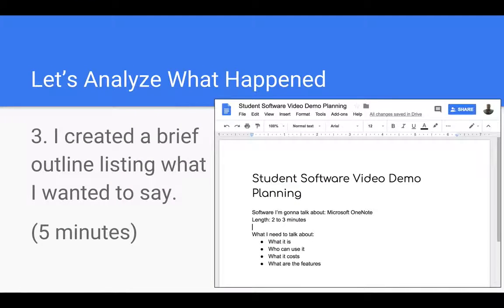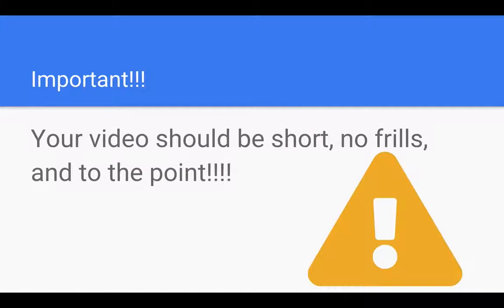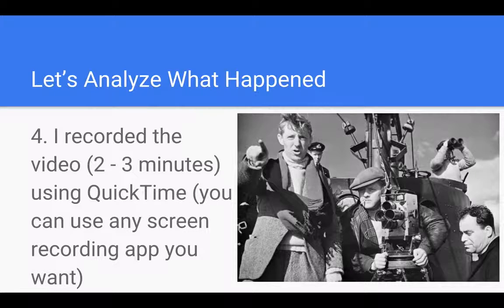I created a brief outline of what I wanted to say, something short. It took me 5 minutes, not even really 5 minutes, to throw that together. Now the video should be short, no frills. I don't need to do titles, I don't need to do sound effects, I don't need to do anything. You want it to be short and to the point, something that you can make in 2 to 3 minutes. Then I record the video, again, shooting for a short video of 2 to 3 minutes, 5 minutes at the most, if I need that long to explain something.